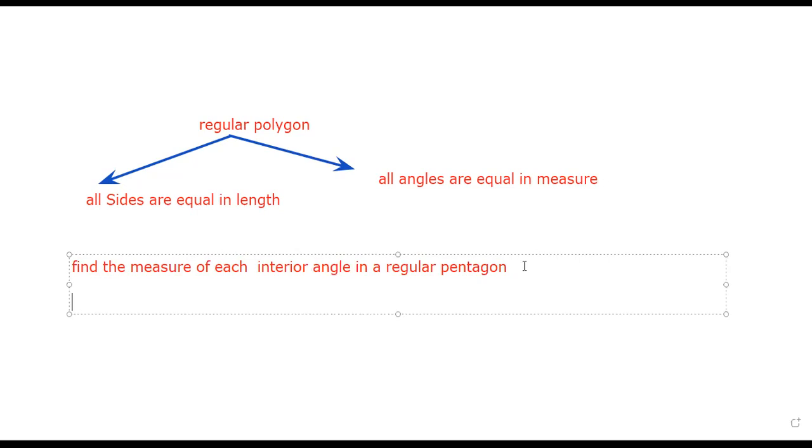Do you remember to find the measure of each angle, which formula? Which formula of each interior angle? It will be n minus 2 times 180 over n. N minus 2 times 180 over n. And what's n? N is what, grade 7? N is what?